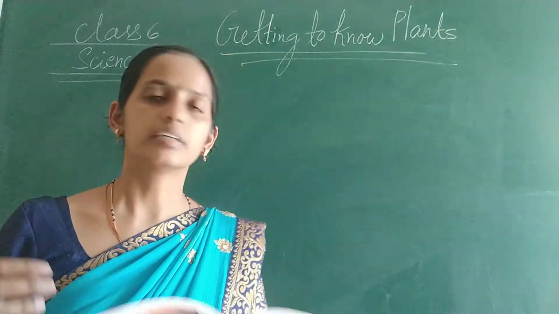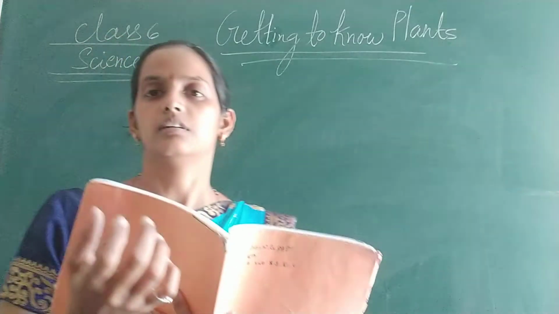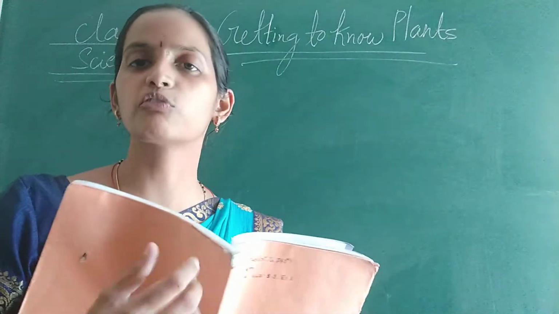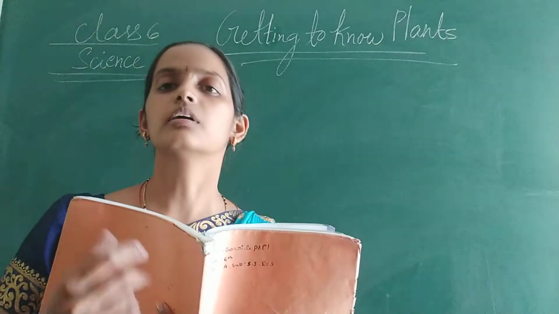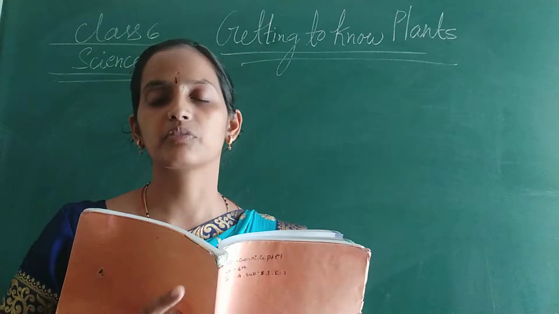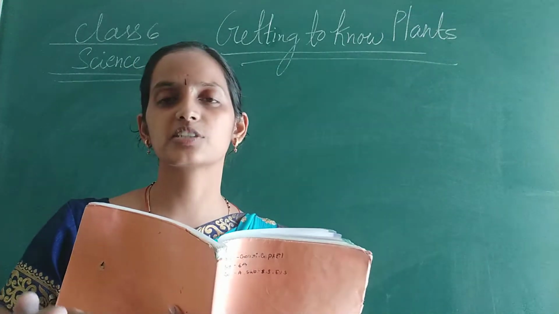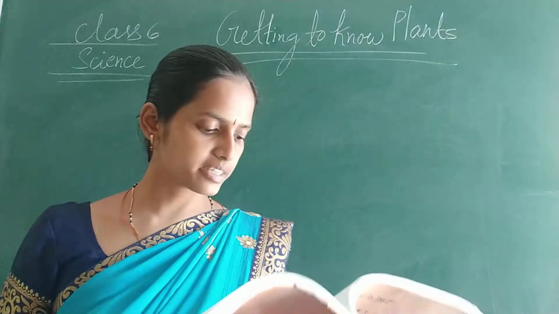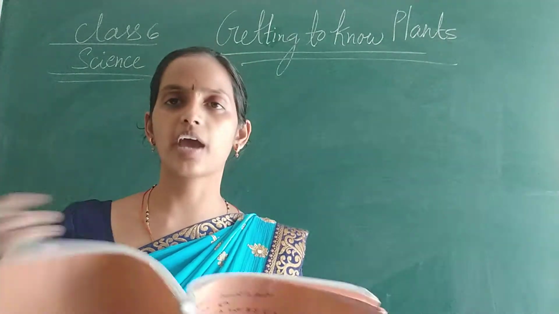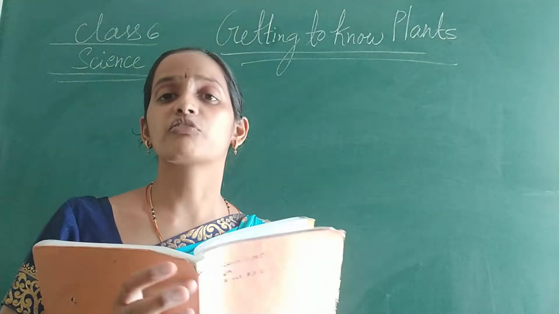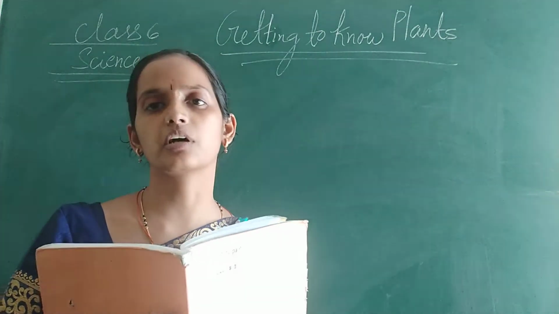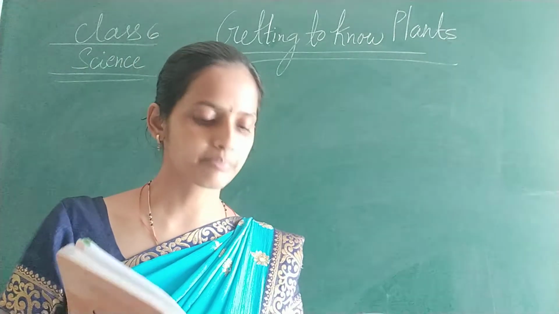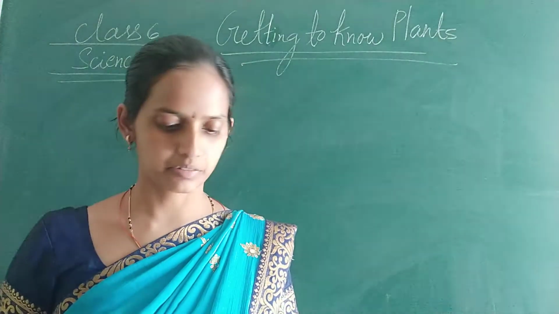Climbers take the support of other plants, or there is a need of some stick which acts as a support for them, right? And the creepers spread directly on the ground surface, right? So they are the creepers and the climbers. So we have three main types of plants, that is herb, shrub, tree. Apart from those three main types, we have climbers and creepers, right?